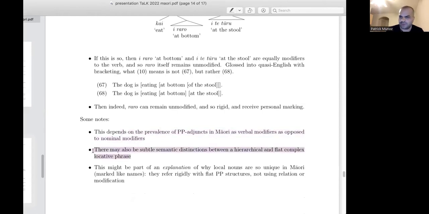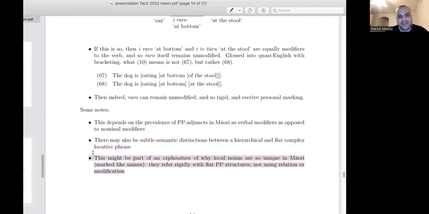There might also be subtle semantic differences predicted in a flat structure versus a hierarchical one. I'm not quite sure what those would be. I'd have to think about it, but if you could find truth conditional differences, you might be able to test this. But I think what's kind of exciting about this hypothesis is that you might have an actual explanation for why local nouns are so weird in Maori.